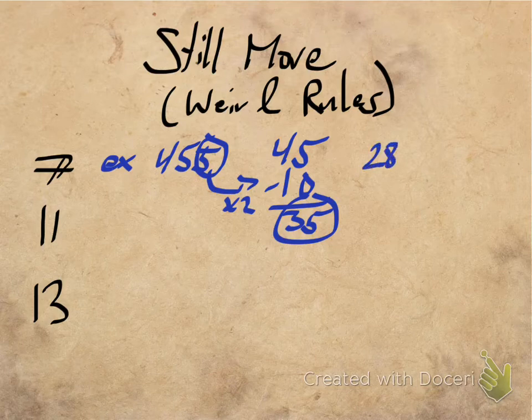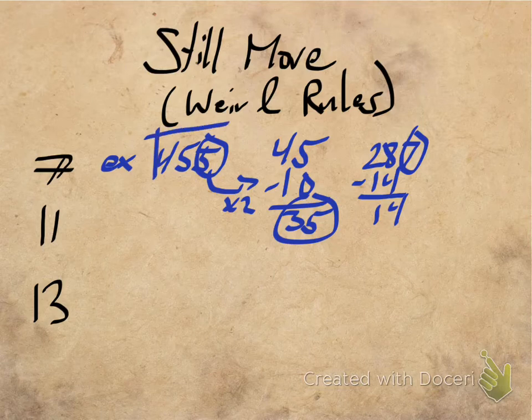Let's try 287. So again, rip off the last digit and double it. What would 7 double be? 14. Here's another way to show the work. We'll put the 14 right there. 28 minus 14 is 14. 7 goes into 14. So both of these numbers, 455 and 287, were divisible by 7.